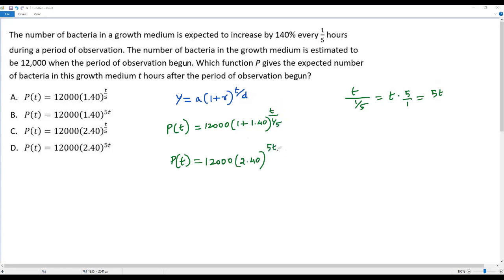Here I got the function which gives the expected number of bacteria in the growth medium after t hours. We find this function in answer choice D. The correct answer choice for this question is D.